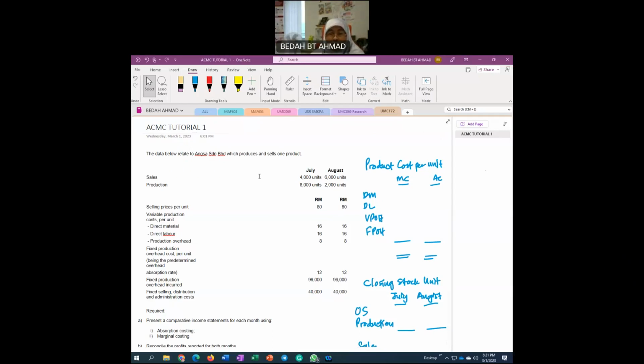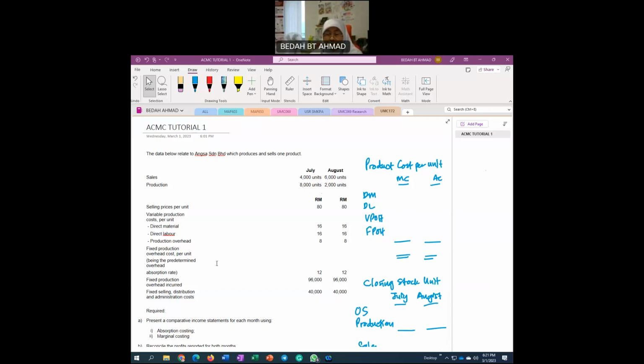Okay, the following questions. The data below relate to a company which produces and sells a single product. You are given two months, July and August. Sales units: July 4,000 units, August 6,000 units. Production: 8,000 units in July and 2,000 units in August. The selling price per unit is 80 ringgit for both months. Variable production cost per unit: direct labor, direct material, and variable production overhead are 16, 16 and 8.